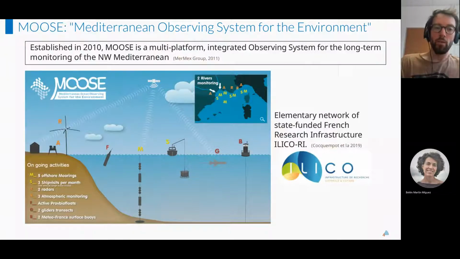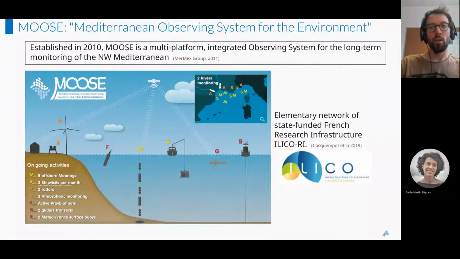So the idea was to combine platforms, to have time series, moored time series under the sea, fixed time series on the shore to measure atmospheric deposition, for instance, for the coupling with terrestrial inputs, and combine lots of different platforms in the sea, like autonomous gliders, autonomous profiling floats, and ships. The idea was that everything could fill the gaps between the different scales that every platform can resolve.